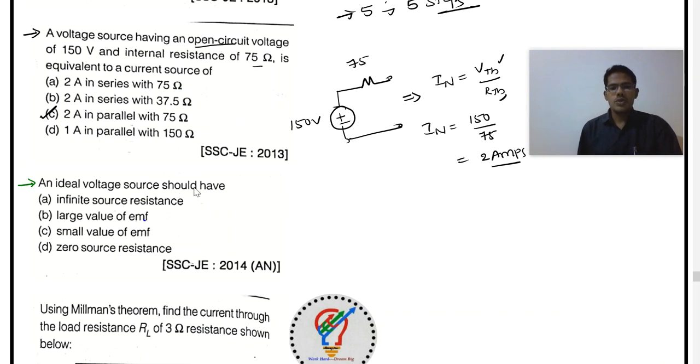An ideal voltage source should have, okay, remember here that I am going to clear your concept. An ideal voltage source, either it may be AC or it may be DC. Let us consider AC here. It will have internal resistance here like this. Now let us consider VTH and RTH here. This is a voltage source.